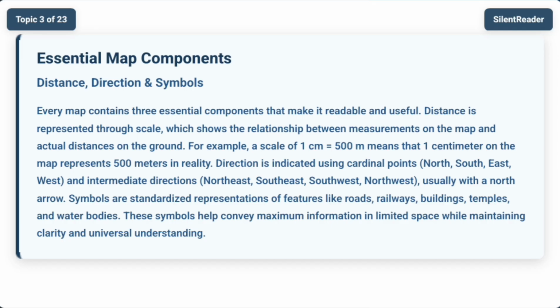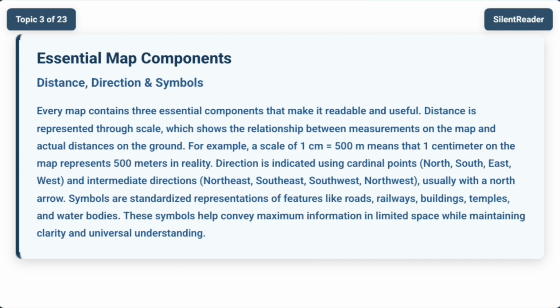Essential map components. Every map contains three essential components that make it readable and useful. Distance is represented through scale, which shows the relationship between measurements on the map and actual distances on the ground. For example, a scale of 1 centimeter equals 500 meters means that 1 centimeter on the map represents 500 meters in reality.